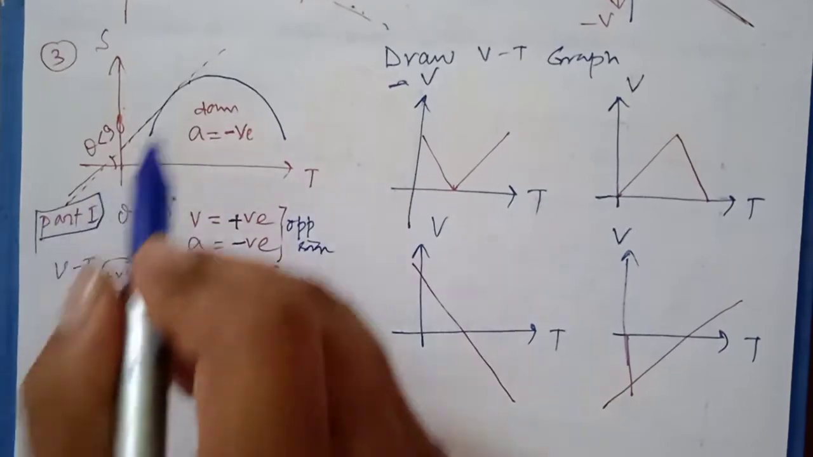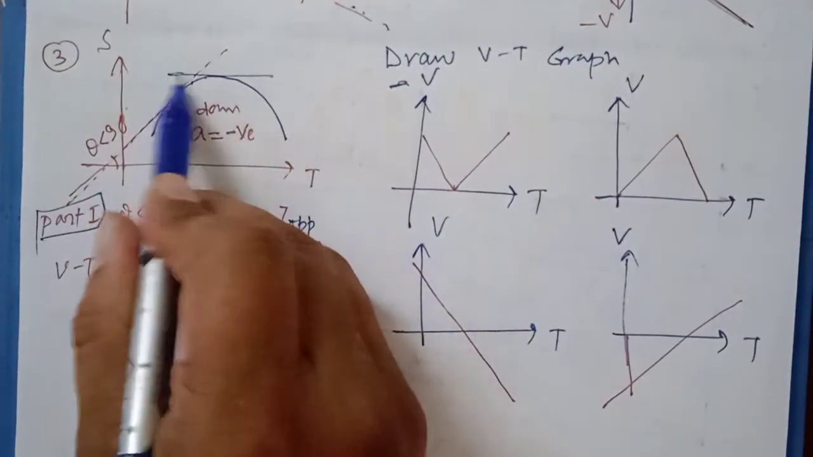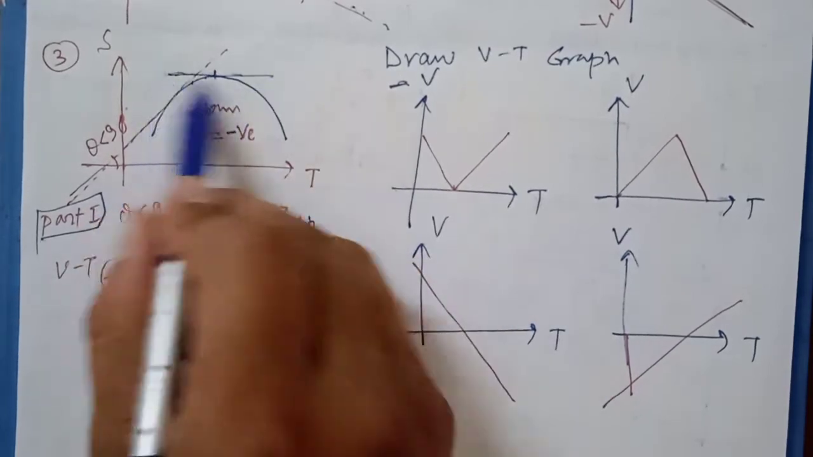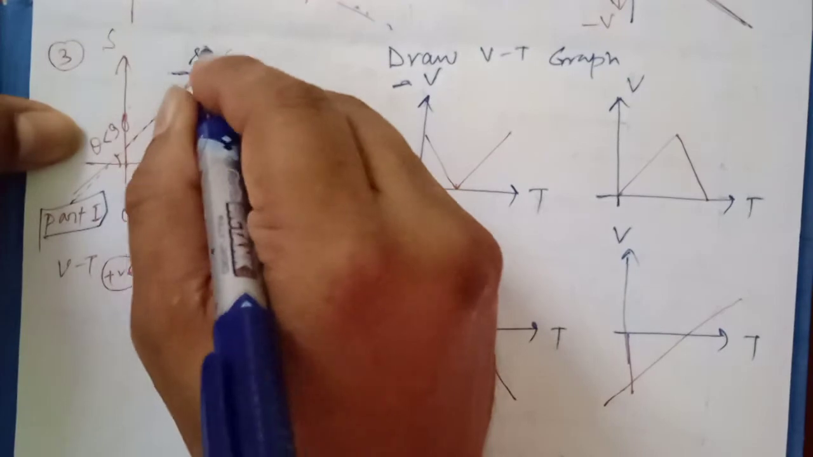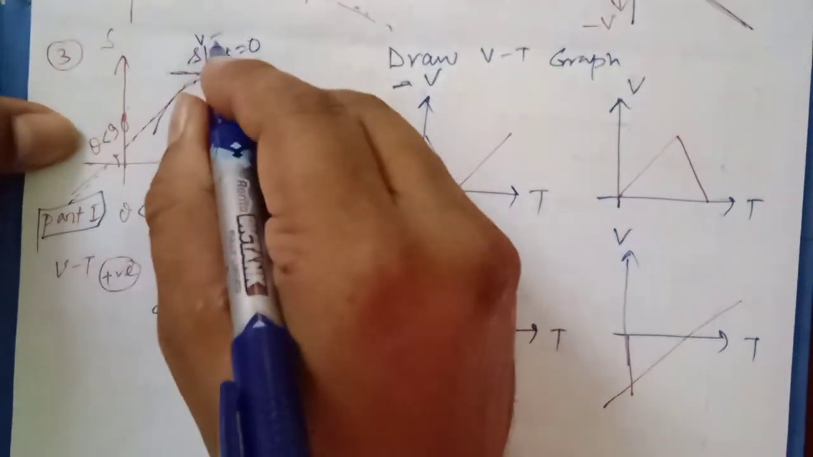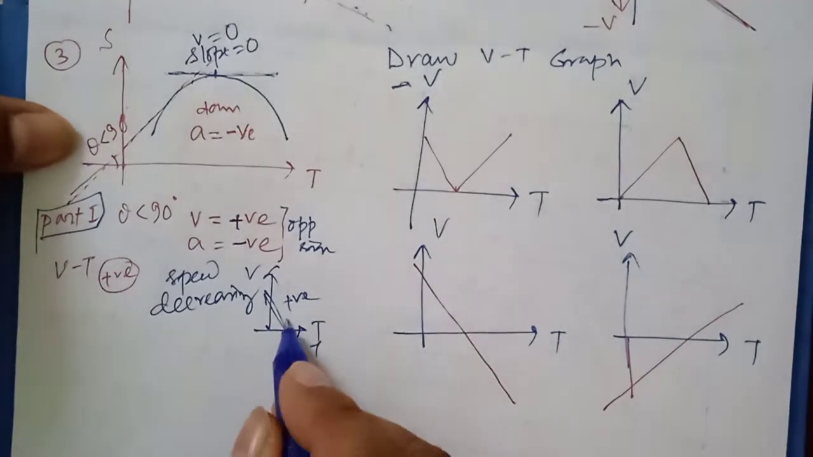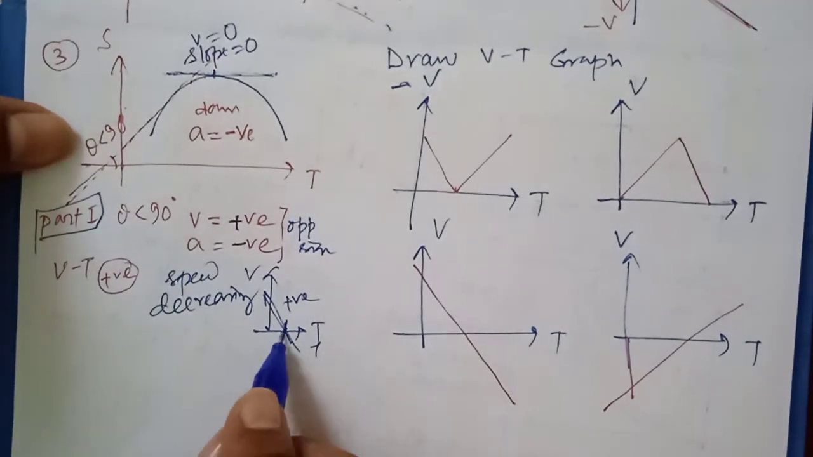Next, part 2. In this portion, is there any slope? No slope. Slope 0 means velocity is also 0. So you can draw it at this point. At this point the velocity is 0.